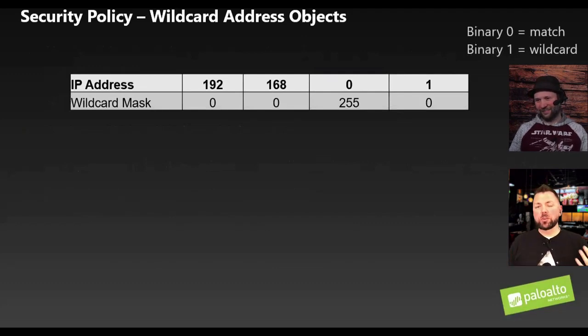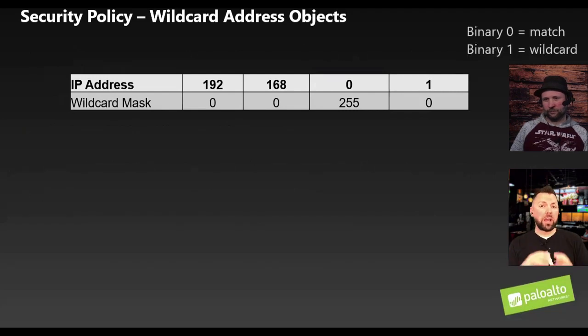Exactly right. Those of you who are familiar with decimal to binary conversion, you remember that 255 is the highest possible decimal notation number for a binary value of 8 ones. So great job. Jason nailed it. The third octet is the wildcard octet.